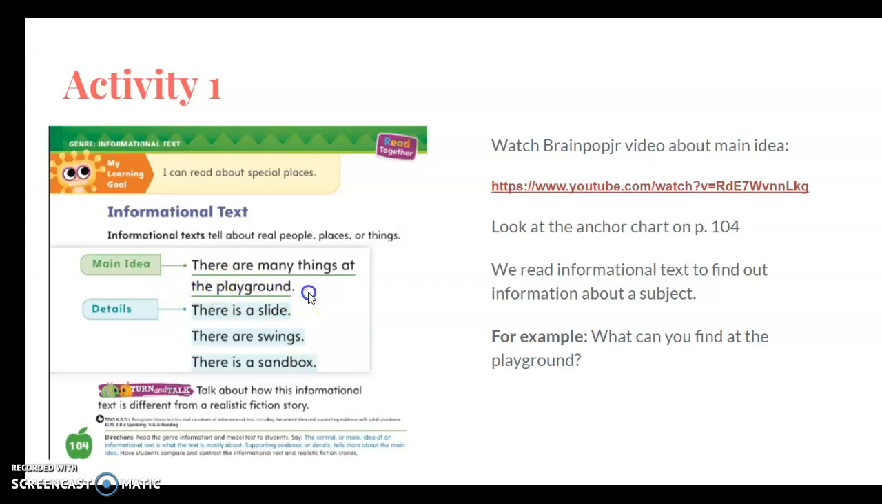So like I said, the main idea for this says there are many things at the playground. Okay, so that's what the story would be mostly about, things at the playground. The details are things at the playground. There is a slide, there are swings, there is a sandbox. If you haven't had a chance to watch the YouTube video, Brain Pop Jr. about main idea, please do so because it's a very good learning video that helps you think of main idea and details.